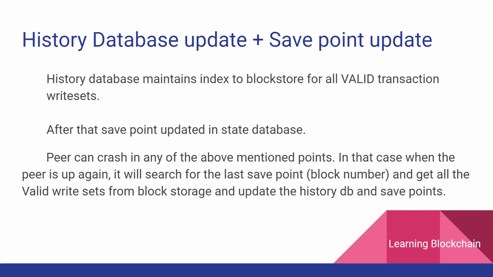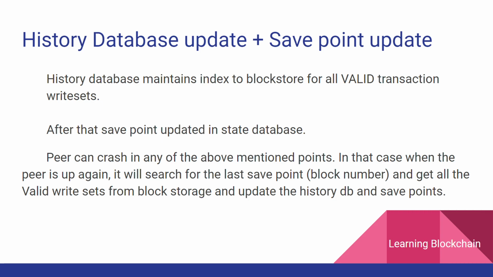So if we run the command get history by key, then it will fetch the data from block number 1 and block number 3 in our particular example. And after that, the save point is updated inside the state database. In the same way, in the history database and state database cases also, the save point is updated.